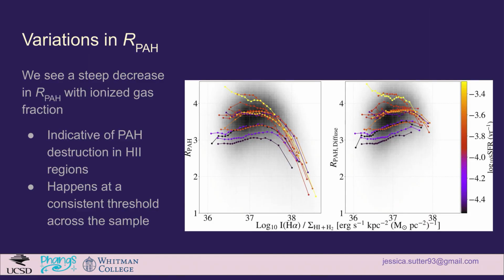Another way that we could show this is just by looking at the ionized gas fraction across all of our galaxies and seeing how ARPA changes as you go to regions dominated by ionized gas. So that's what this plot is showing. If we take everything, including the H2 regions, including the star-forming regions, we see a drop-off in our PAH as we go to higher ionized gas fraction. This is for all of our galaxies: the different colored lines here are the binned median for a different galaxy, where the black cloud is all of our pixels from our sample.